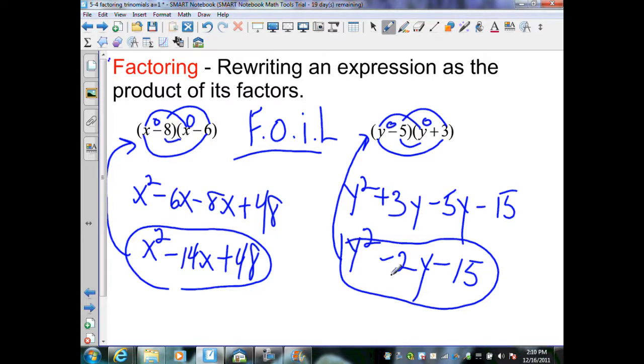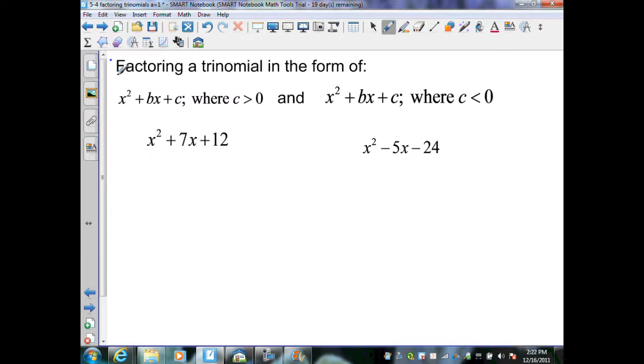This slide demonstrates factoring a trinomial in the form of x squared plus bx plus c. When c is greater than 0, that means it's going to be positive.